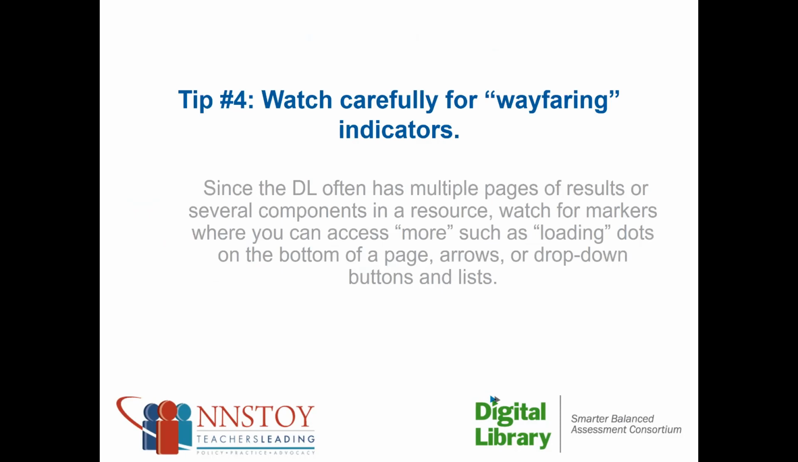The website, because it does contain so much material, it often has multiple pages of results or a lot of components in a resource. We want you to watch out for the markers that tell you there's more somewhere. There's more going on. There's more stuff you can see. There's more things to find. So there are examples such as the loading dots on the bottom of a page that indicate the site is pulling up more resources for you, arrows, drop-down buttons, and lists. And we're going to highlight a few of these just to make sure that you see them, because they're important to making sure that you get the best use and maximum benefits from the website.